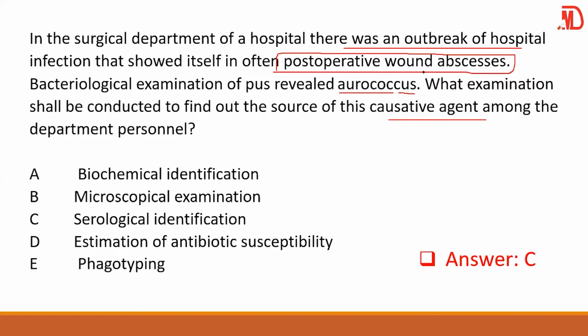Phage typing, P-H-A-G-E, is used to trace the source of outbreaks of infection, the source of outbreaks of disease.